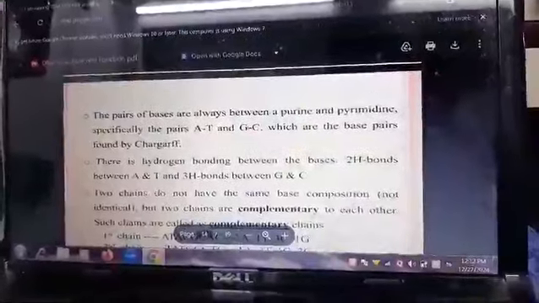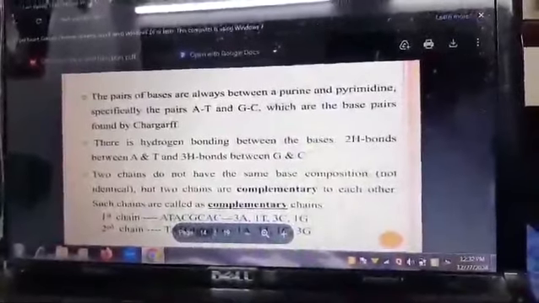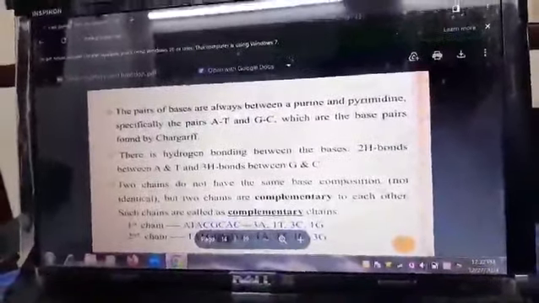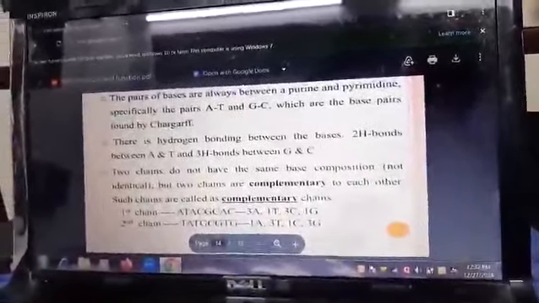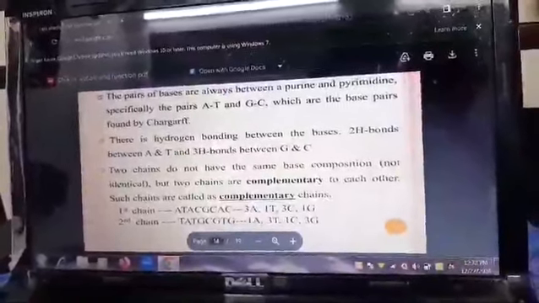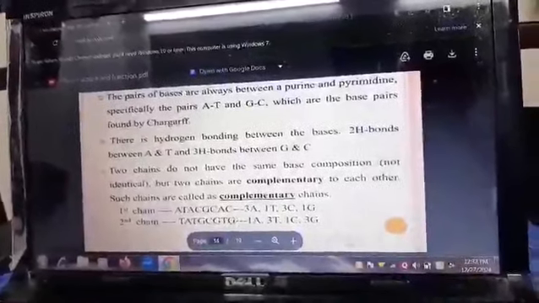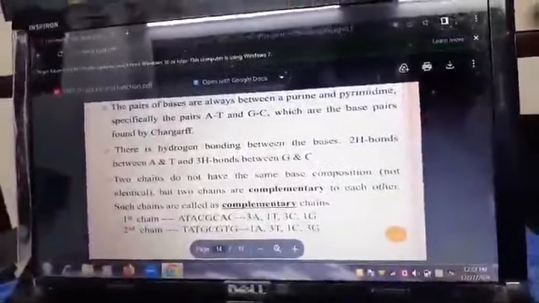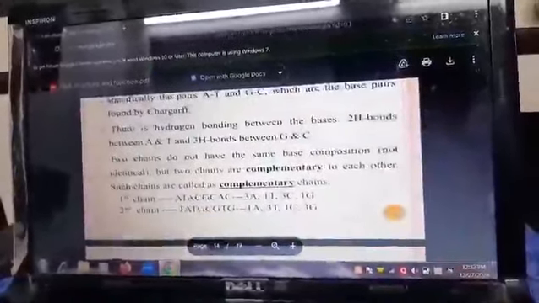The pairs of bases are always between a purine and a pyrimidine, especially the pairs A-T and G-C, which are the base pairs found by Chargaff. There is hydrogen bonding between the bases: 2 hydrogen bonds between A and T, and 3 hydrogen bonds between G and C. The 2 chains do not have the same base composition and are not identical, but they are complementary to each other. Such chains are called complementary chains.